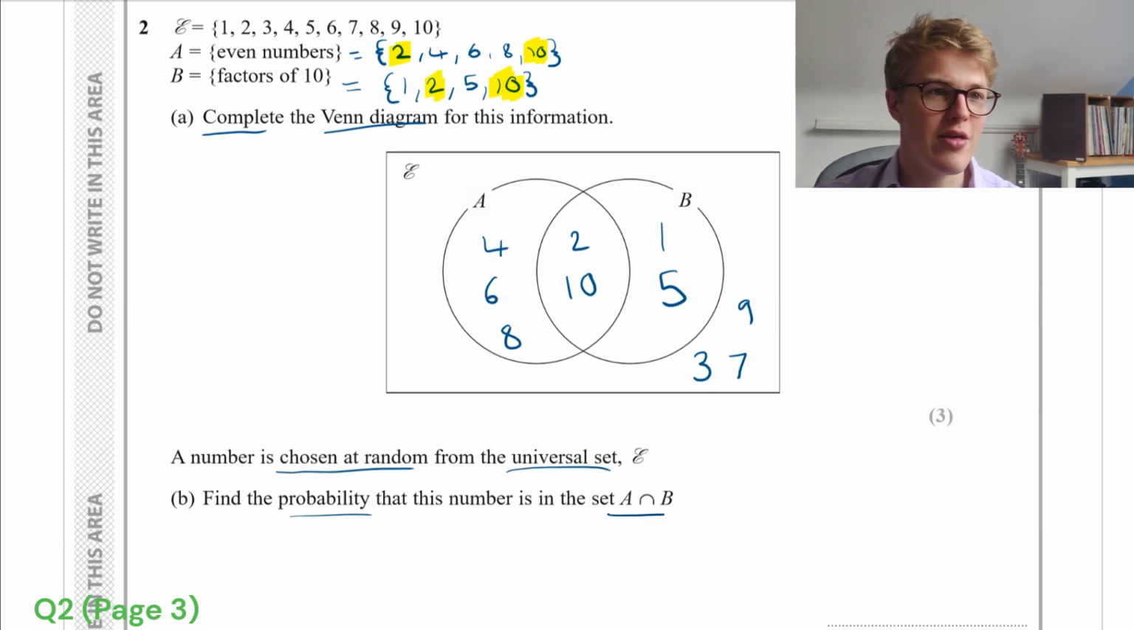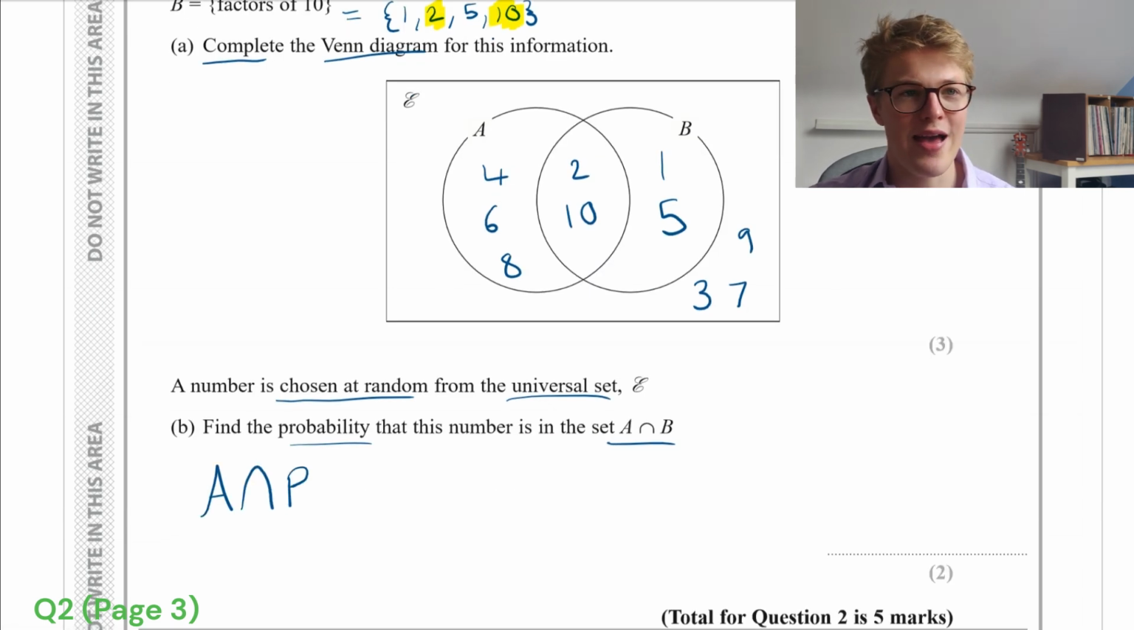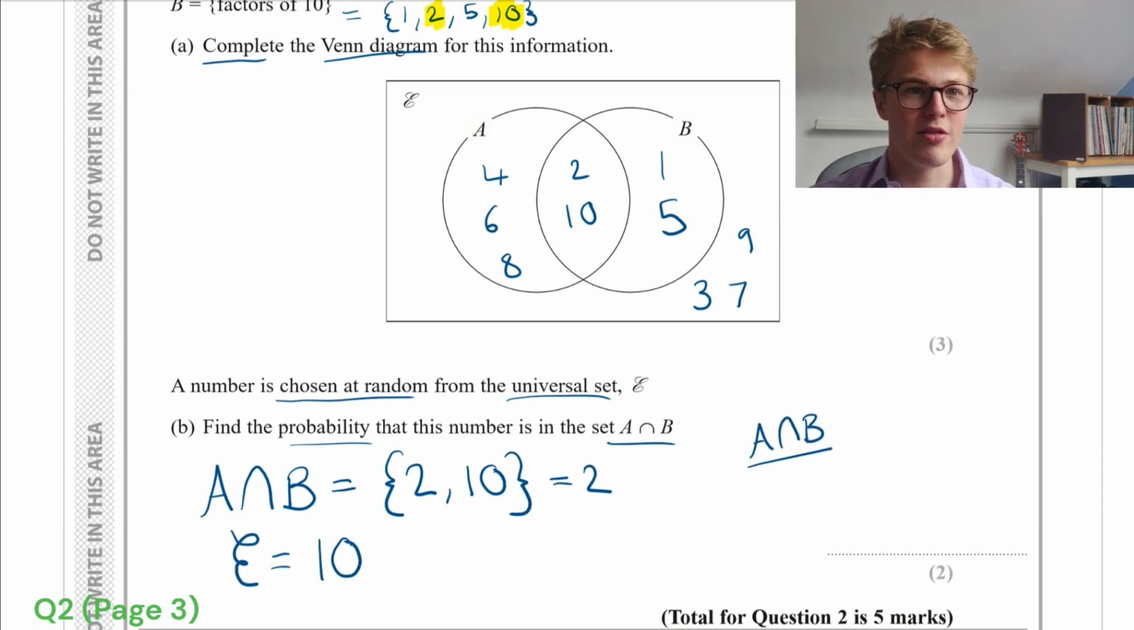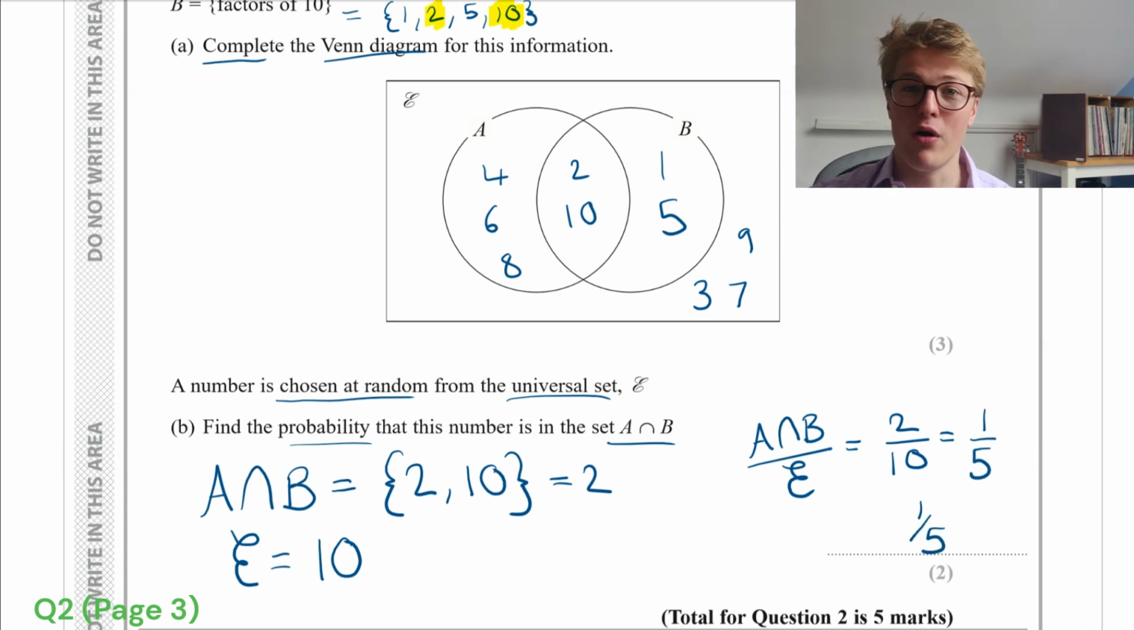Find the probability that this number is in the set A intersect B. So as we just said earlier, the A intersect B has 2 numbers within it, 2 and 10. The universal set has 10 numbers in it, which means that 2/10 of the numbers are going to be in that intersection in the middle. Therefore, 1/5 is the probability that this number is in A intersect B.